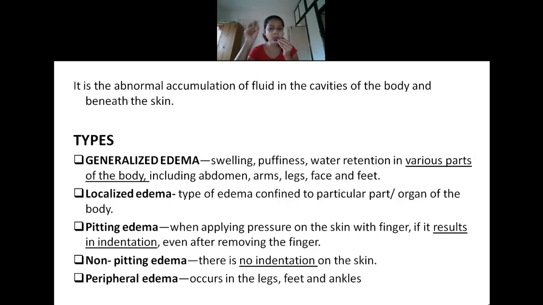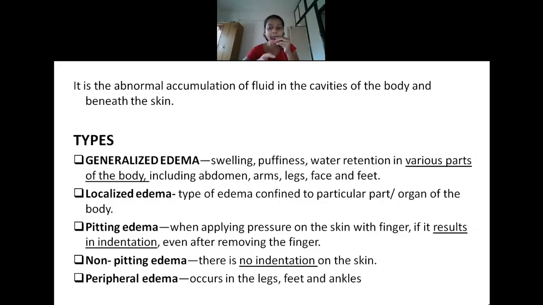Localized edema means edema is there in only one organ. Any one body part, if edema is there, we call it localized. Pitting edema, this also I already told you. Pitting edema means you are applying pressure with your finger. Suppose your edema is there, you apply pressure for some time. Then even after you remove the finger, if there is an indentation, a mark, like a pit, that shows that the person is having pitting edema.